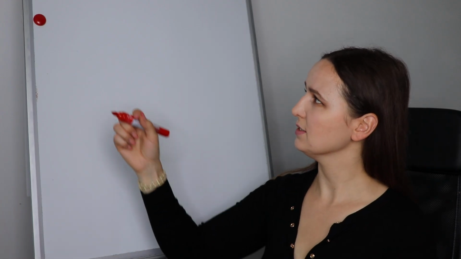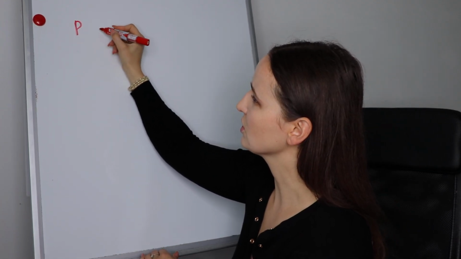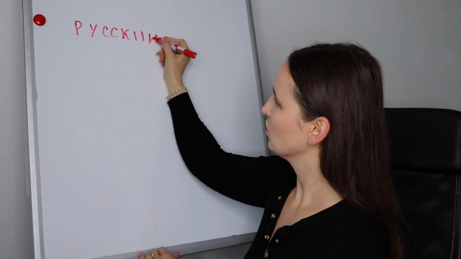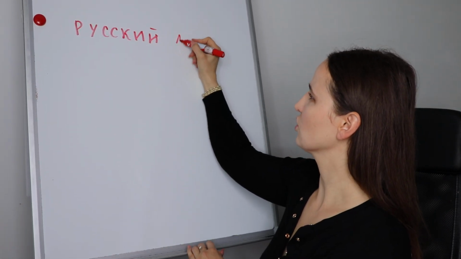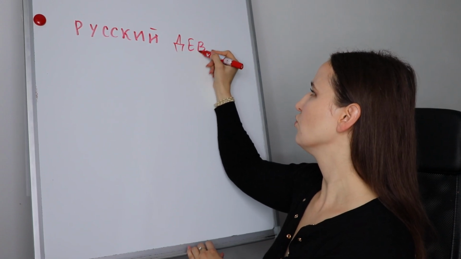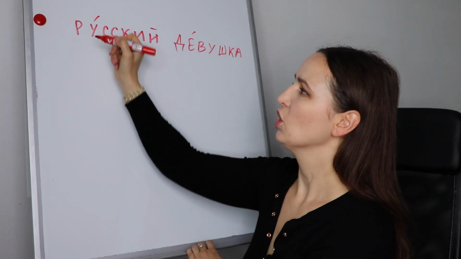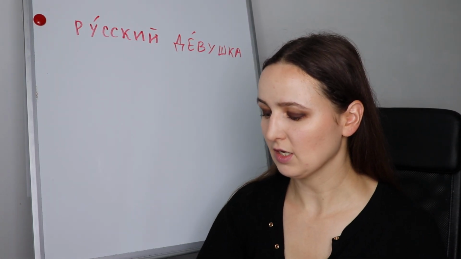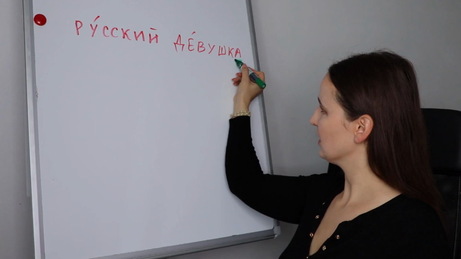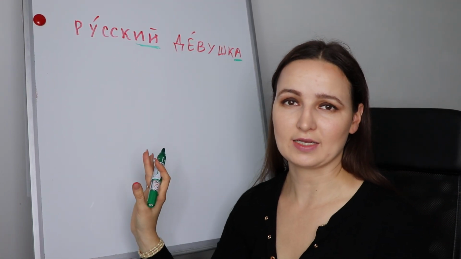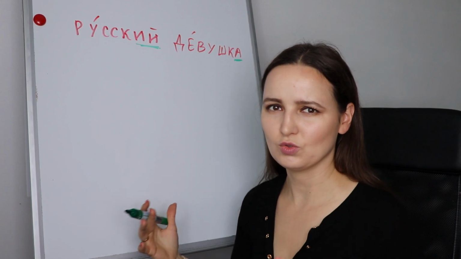So, русский девушка. What is wrong about this expression? Девушка is feminine. It ends in a, right? The ending for masculine is y, so we can't use it here.